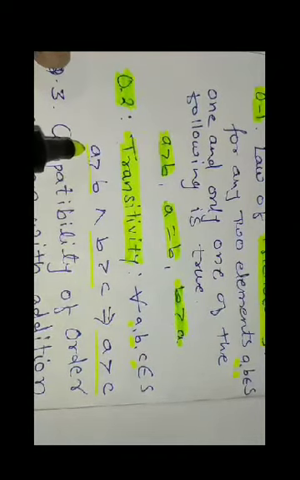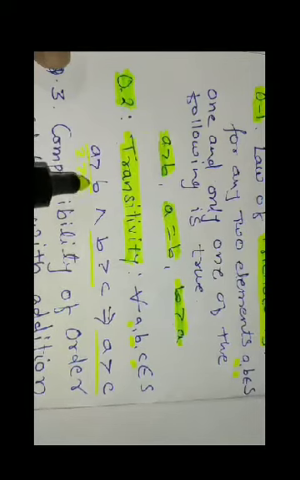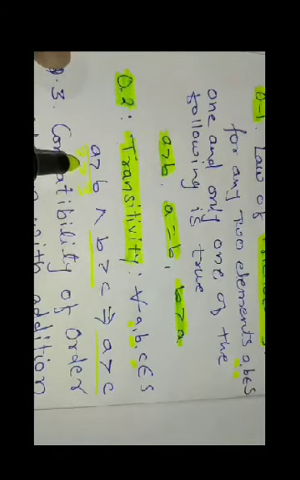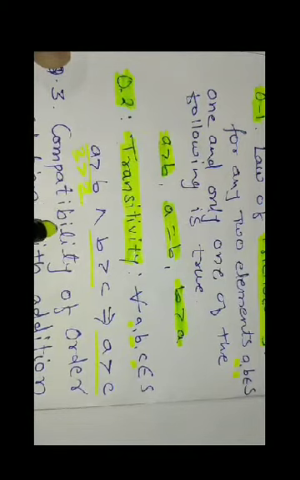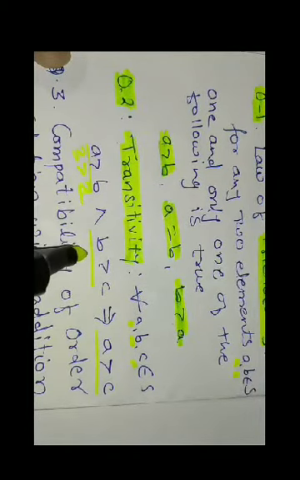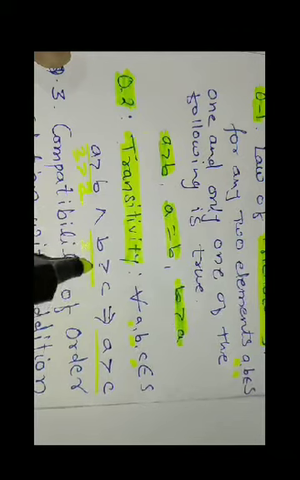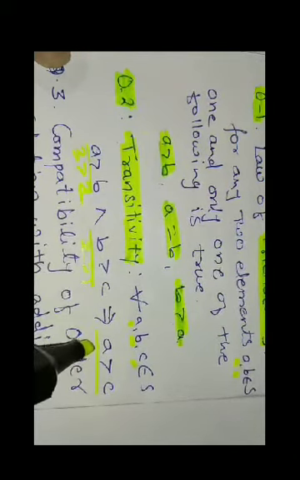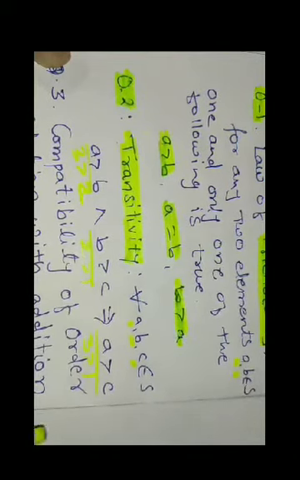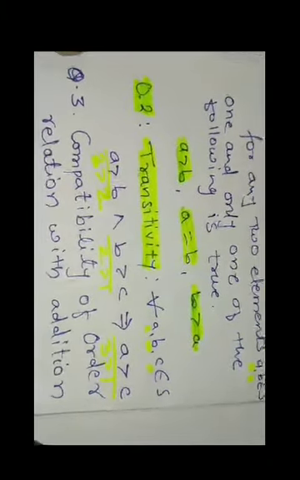Like, if 3 is greater than 2, and 2 is greater than 1, so obviously 3 is greater than 1. It is very simple, you understand it. So this is the transitivity.